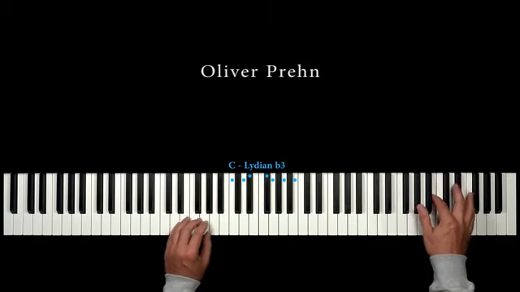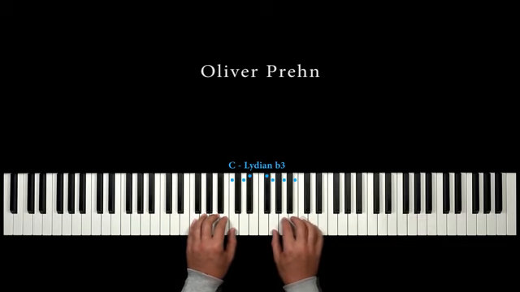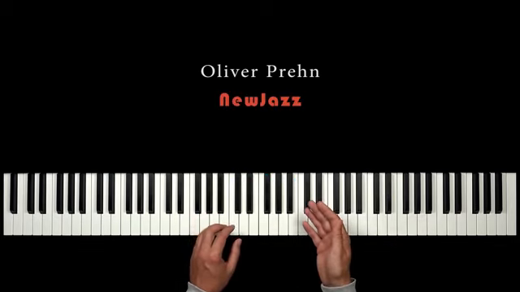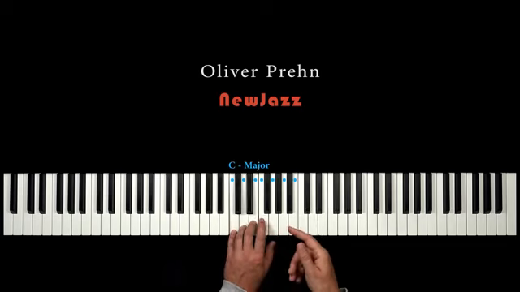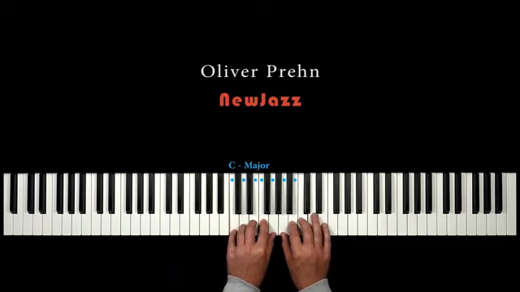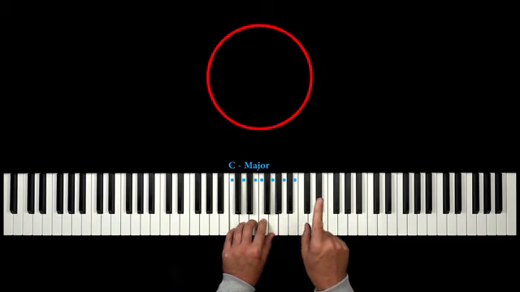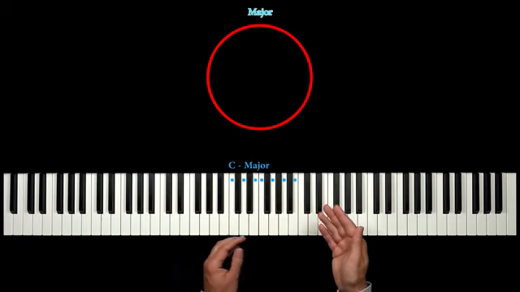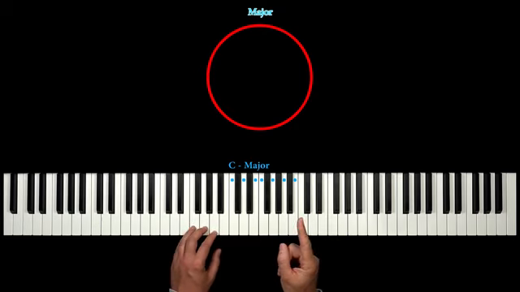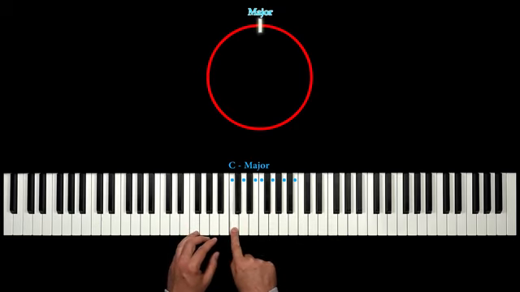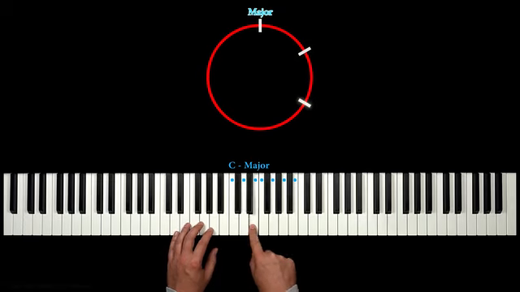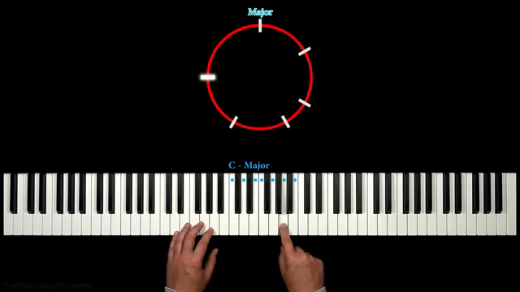My name is Oliver Prehn, by the way, and this is a new jazz lesson. So, here we have the major scale. In this case in C. Let's make a circle above and add the major scale to that circle. And then we mark up each scale note on the circle like this. First note, second note, third note, fourth, fifth, sixth, and the seventh note.